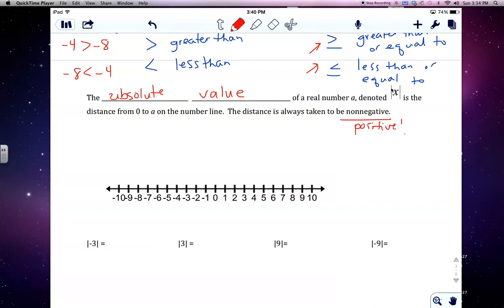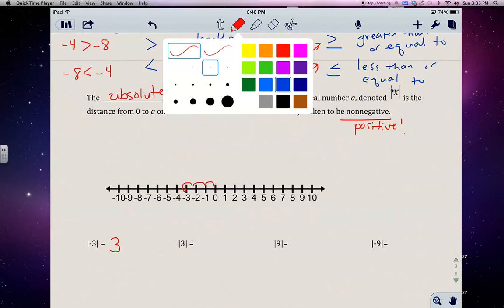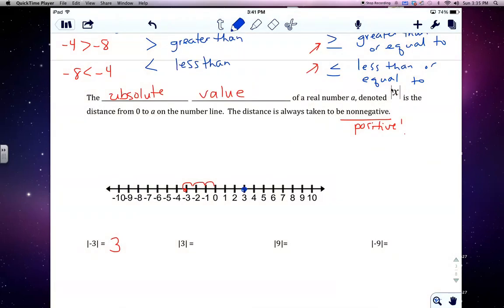So this right here, the absolute value of negative 3. These vertical bars just mean the absolute value, and it's just asking what distance negative 3 is from the value of 0. So here's negative 3, I'm going to mark it here. How far is negative 3 from 0? It is 1, 2, 3 units away. The next one says the absolute value of 3. Well, how far is 3 from 0? 1, 2, 3. It's 3 units away.